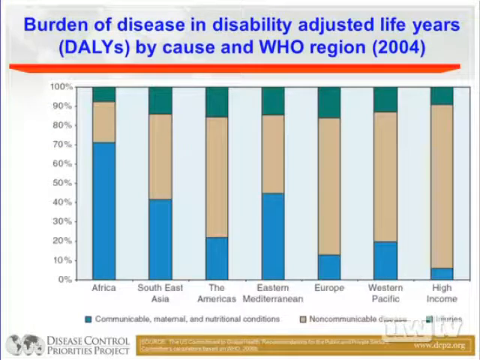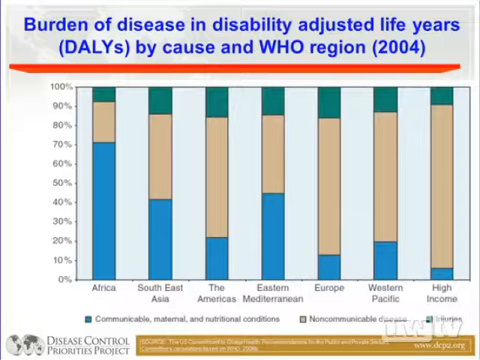Now, the burden of disease and disability adjusted life years varies by region. And you can see on the left that for Africa, communicable diseases still account for 70% of DALYs. South Asia and the Eastern Mediterranean, it's about 40%. But for much of the world, including the high-income countries and the Americas, you can see in Europe that it's the chronic diseases that are the most important. Injury is important wherever you are.